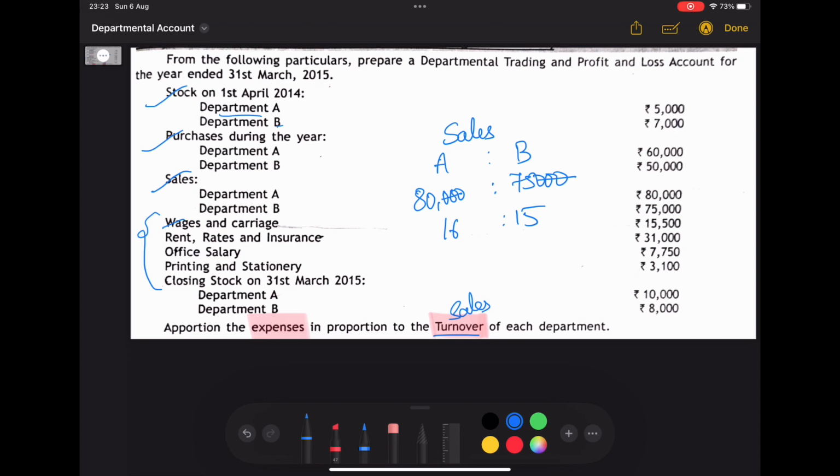Even I have identified trading expenses like wages and carriages. Remaining rent, rates and insurance, office salary, printing and stationery is related to P&L account. Why? Because these expenses are indirect expenses, so that will be recorded in profit and loss account. So all the expenses will be calculated on turnover ratio. Turnover ratio nothing but sales ratio. Yes. So rent, rates and taxes.